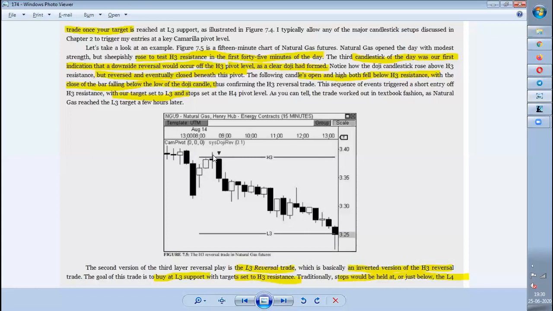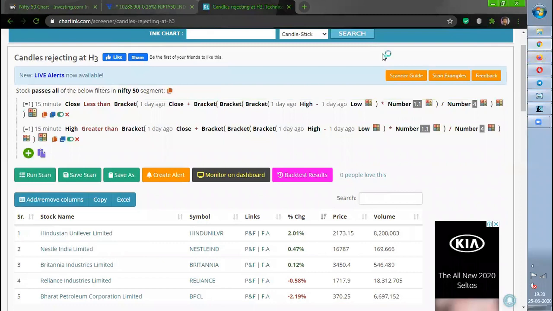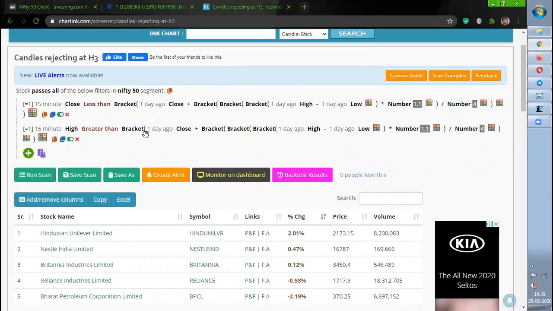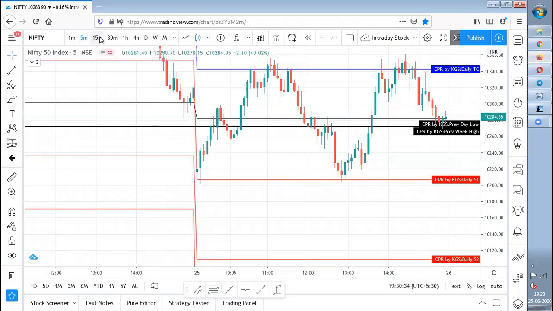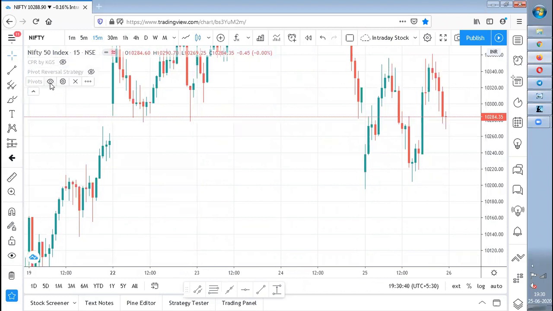One more thing I want to add, I have made a screener for you guys. This screener is nothing but candles rejecting at H3. I'll just show you guys. Okay, it is better to open over here. Whenever a candle gets rejected at H3, I'll get an alert. Let me go to 15 minutes, that will be better. And let me take only Camarilla pivots, not any other pivots. So these are the 5 alerts which came.